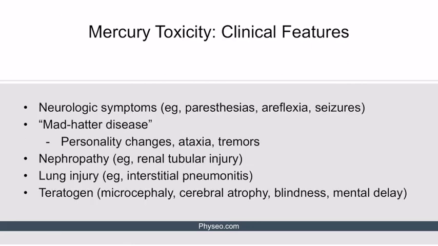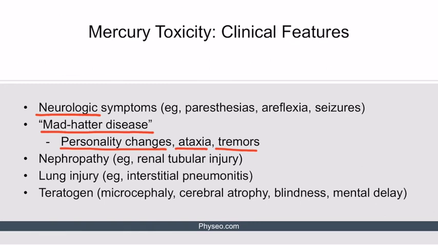Similar to lead and arsenic toxicity, clinical features of mercury toxicity can include nonspecific neurologic symptoms such as paresthesias, areflexia, or seizures. Unlike lead and arsenic, mercury toxicity can lead to a constellation of signs and symptoms commonly referred to as Mad Hatter disease, which is characterized by personality changes, ataxia, and tremors. Now, this disease is named this way because mercury toxicity used to be a common affliction among people working in felt processing plants. Since felt is used in making hats and affected workers at those plants were likely exhibiting unusual behaviors, the term Mad Hatter disease came about.